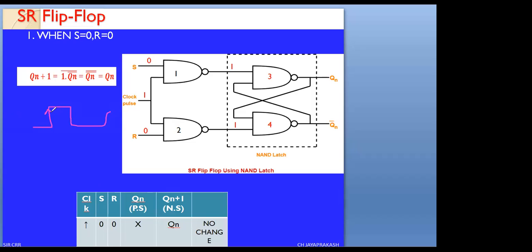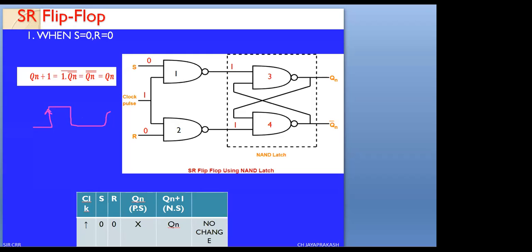positive edge, only when it sees the positive edge does the response change. Whenever the clock signal is changing from 0 to 1, then only the next state outputs Q of n plus 1 will change. That means it changes only at this event. Even if it drops from 1 to 0 in between, within this interval the response will not change. The response does not change anywhere in this interval.